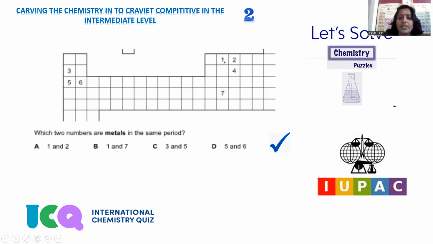Here you can also find 1 and 2 in the same period, period number 1 itself. But the thing is, atom number 1 and 2 are present in the P block. P block elements at the topmost are non-metals, so we can't say they are metals, right? And 3 and 4: 3 is present in the S block, a metal, while 4 is present in the P block, a non-metal. So 3 and 4 is also not the right combination. The correct answer will be 5 and 6 atoms.